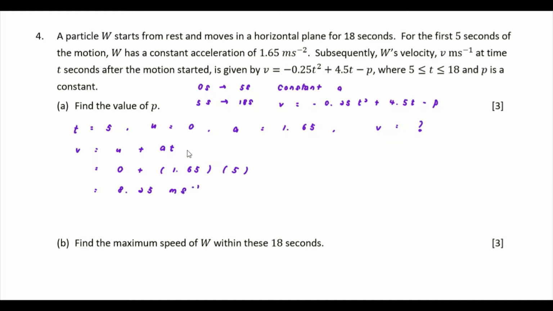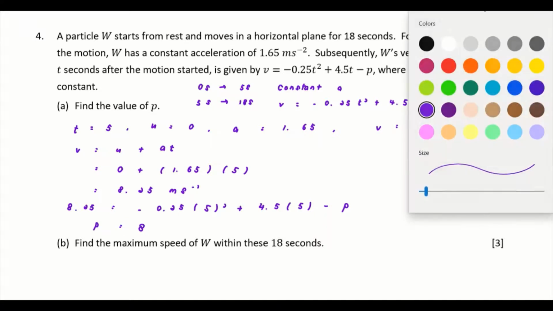Because this is the velocity at the fifth second, when I substitute 5 here it's going to give me the same v. So I substitute into this equation: 8.25 equals negative 0.25 times 5 squared plus 4.5 times 5, then minus p. From here I can get p, which is 8. I think that's pretty simple.